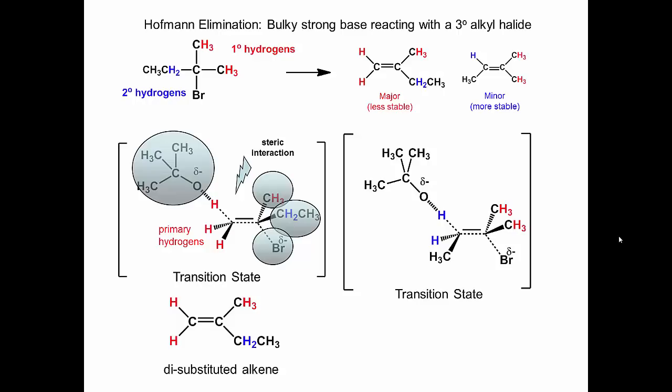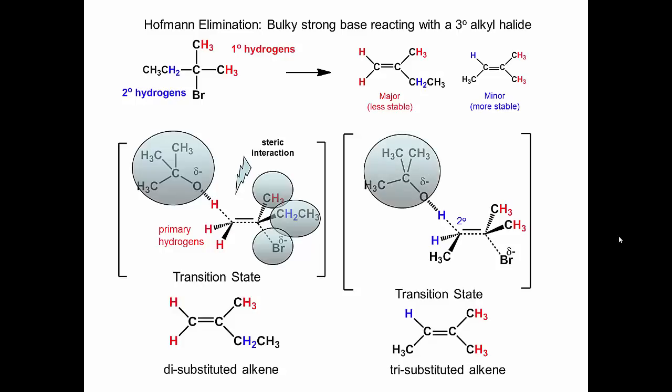Now look at the transition state that produces the more stable alkene. In this transition state, the bulky base is trying to reach the secondary hydrogens. There is now steric interaction between the groups on the adjacent tertiary carbon plus the adjacent primary carbon. There is greater steric interaction in this transition state, which makes it less stable.